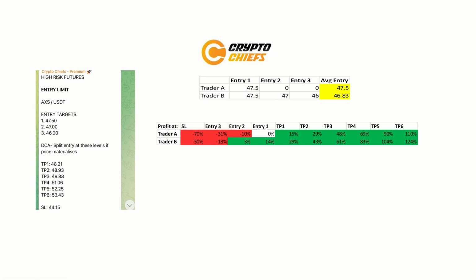But the real difference is that by entry 2, trader B is actually in a small profit already, even though it's below the initial entry and nowhere near take profit 1. Still in profit, and by entry 1, trader B would be 14% in profit, just by being at the first entry point, whereas trader A is only at break even.